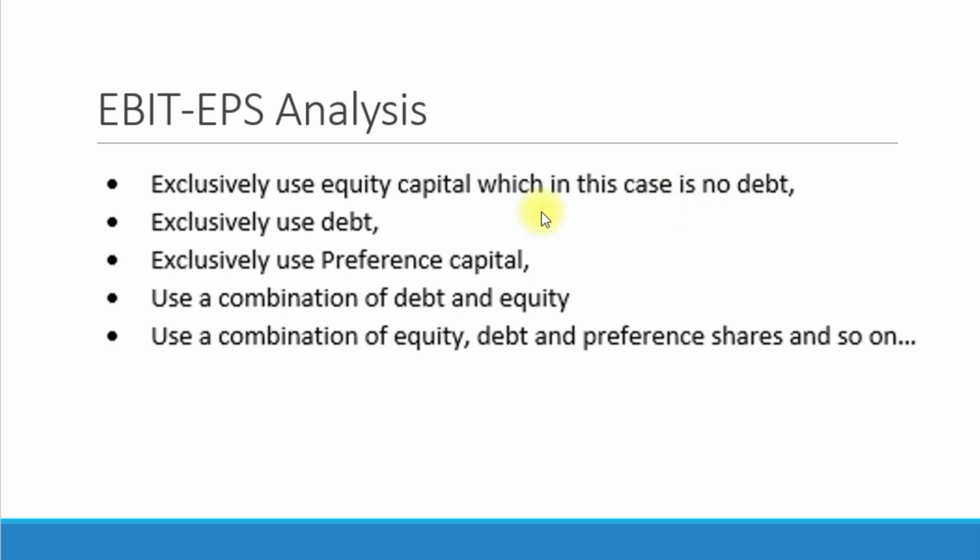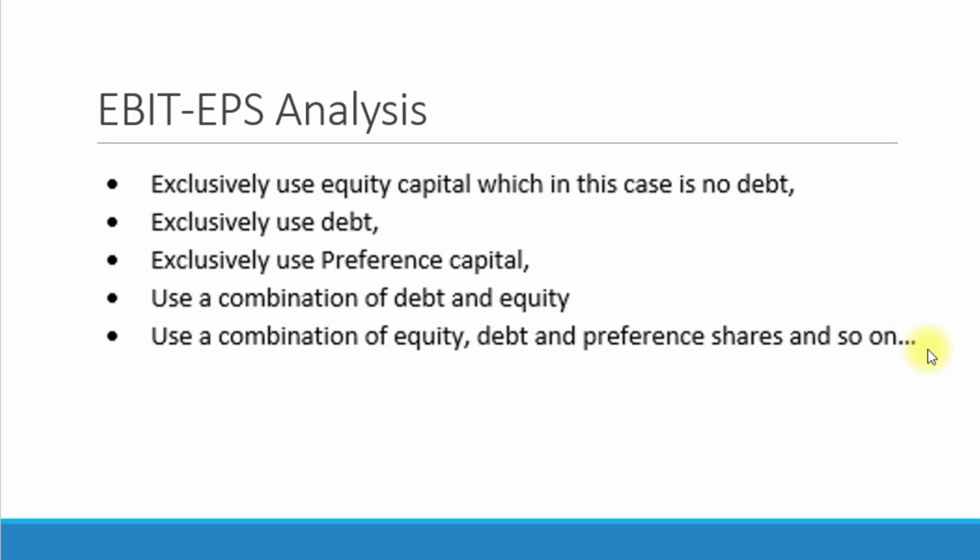For instance, it can exclusively use equity capital, in which case there will never be any debt. The firm can also exclusively use debt. It can exclusively use preference capital, use a combination of debt and equity, or use a combination of equity, debt, and preference shares, and so on.